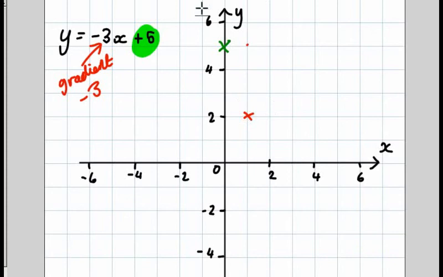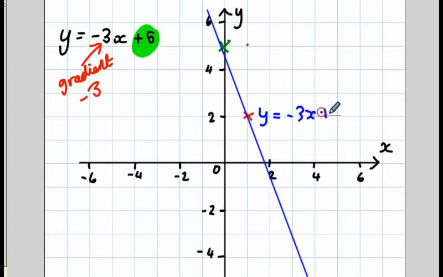Then, as before, I join up. Didn't do a very good job there, did I? I join up the 2 points, that's a lot better, and label it y equals minus 3x add 5. Right, now, just get rid of all those things.